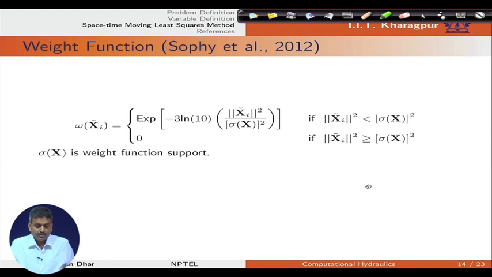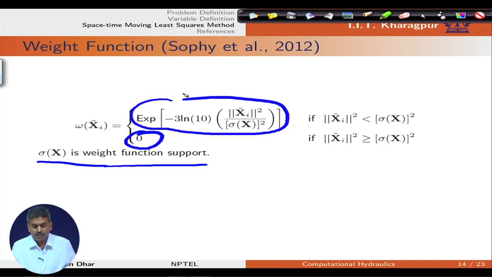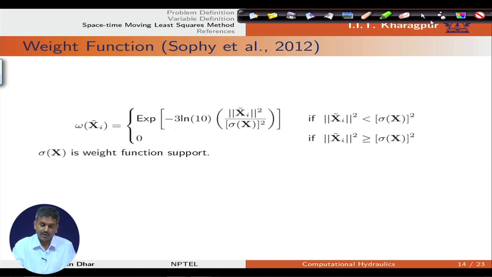Now, we need to define our weight function. This weight function can be calculated from the exponential function. This sigma x is our weight function support. Beyond this support domain the value is 0, otherwise it is continuous within the support domain and it varies within the support domain.